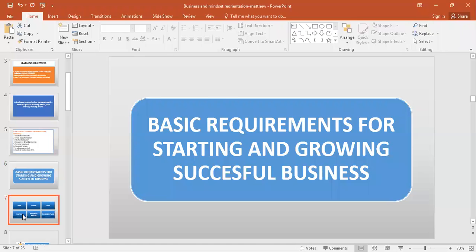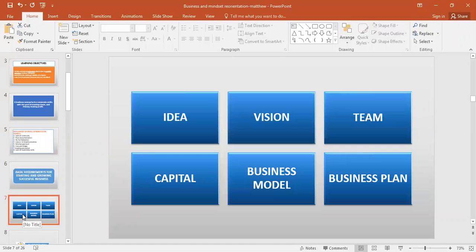Okay. So number one is idea. Idea is key. Then vision. You need idea, you need vision, you need team, you need capital, business model, business plan. These are generic and all comprising. Every other requirement can key into these 6 domains that I've just listed.